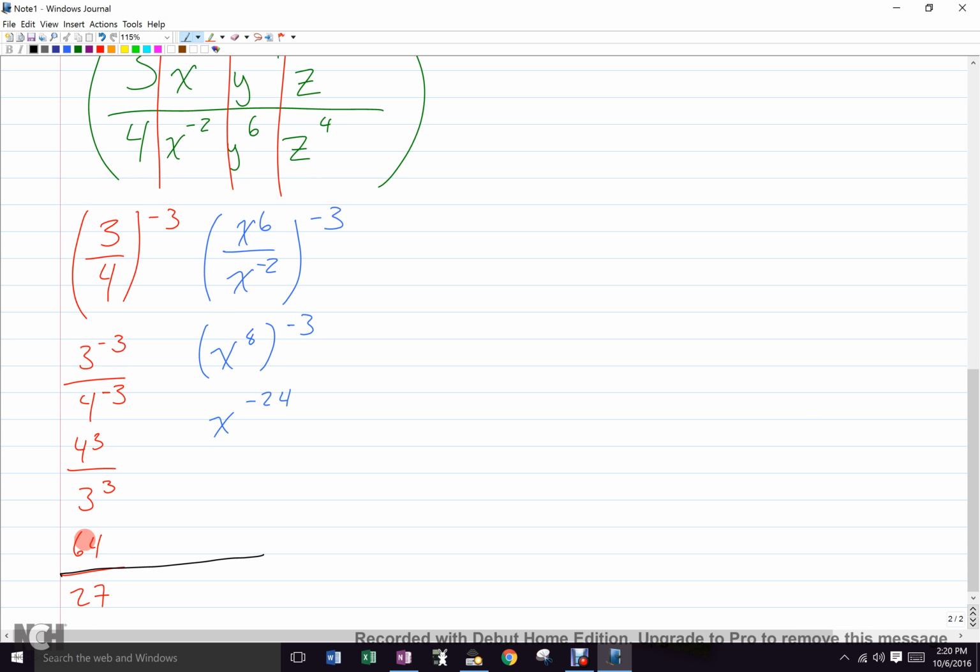So where does it go? With the 64 or the 27? With the 27. And what happens to the exponent? Positive. Everybody cool? Okay, what happens with y?